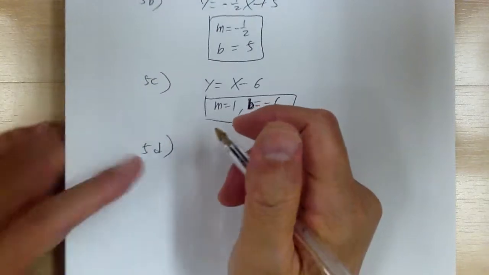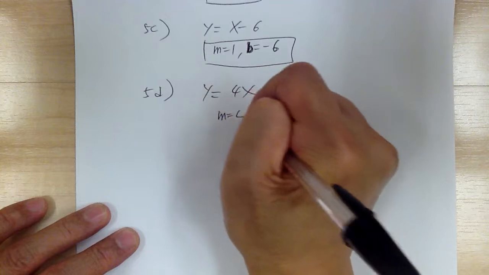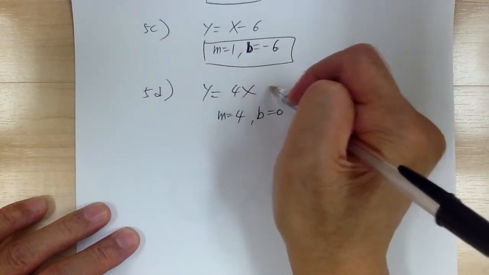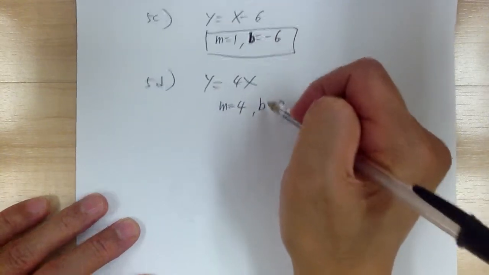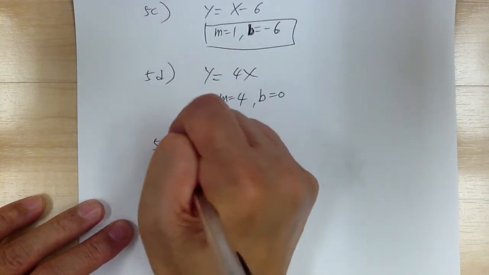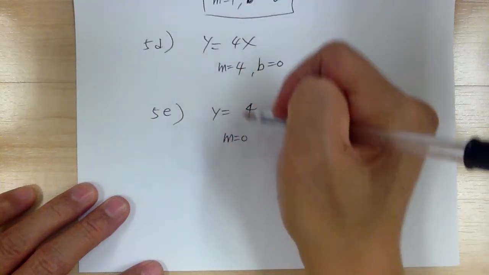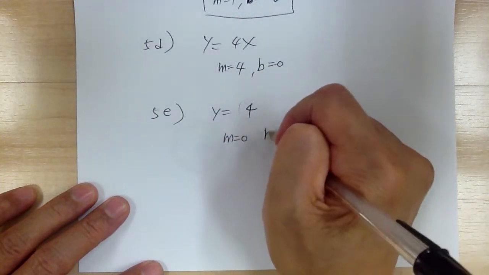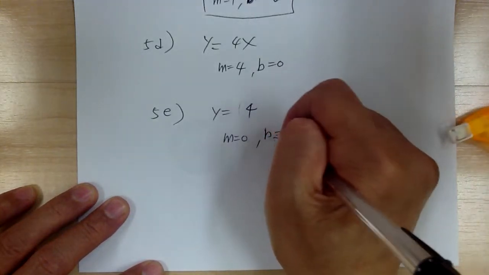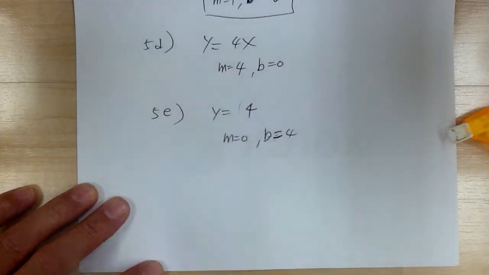So 5d, you got y equal to 4x. So in this case, the slope equal to 4. Now there's no number over here. That means b equal to 0, because it means plus 0. Okay. Now let's go to e. We got y equal to 4. So in this case, the slope equal to 0 because there's no variable, and intercept is equal to 4. Okay, and that's it. So slope is the number before the x.